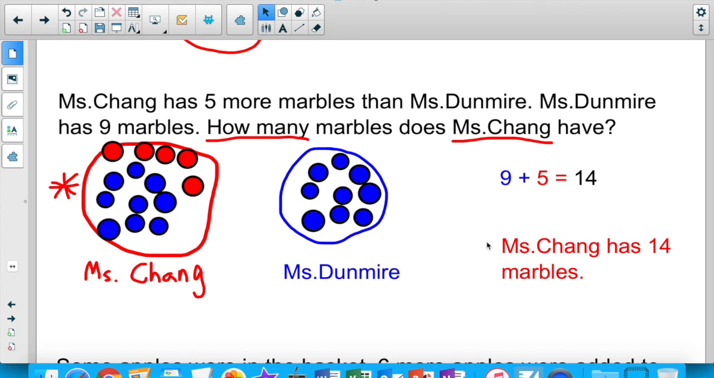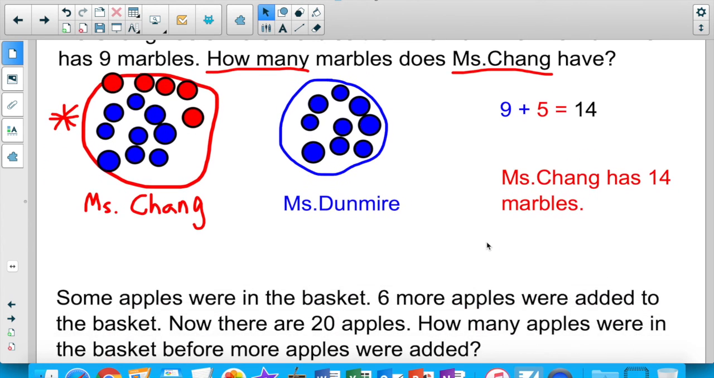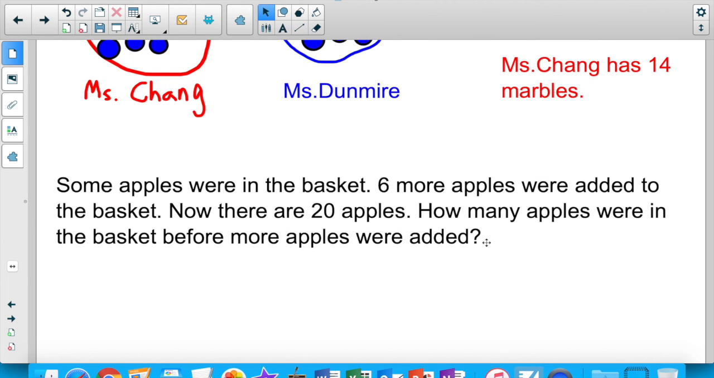Okay, I have one more example for you, and then you can have a chance to try these questions on your own, or try some word problems on your own. Here comes the last question.